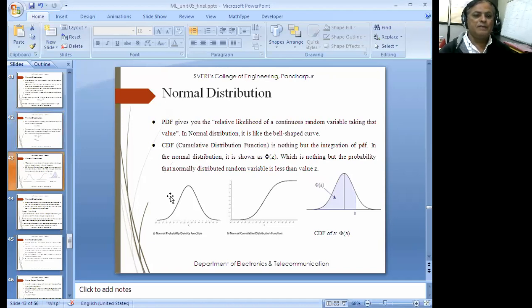So the PDF gives you the relative likelihood, whereas the CDF gives you the cumulative distribution function. We can come to that from here. So on the left side, you have the PDF, that is the probability density function. And on the right side, you can see the CDF, which we have calculated, that is phi of a, which is nothing but your CDF, the cumulative distribution function.